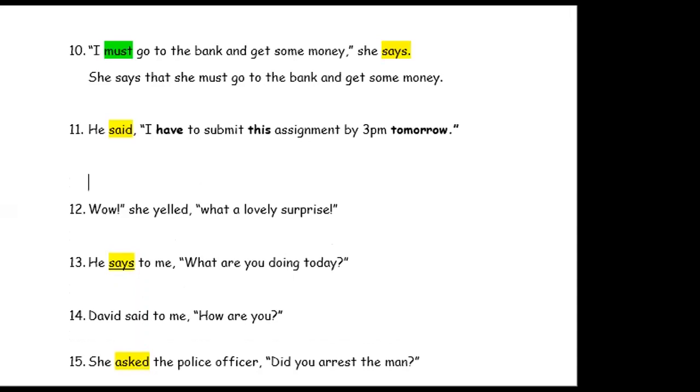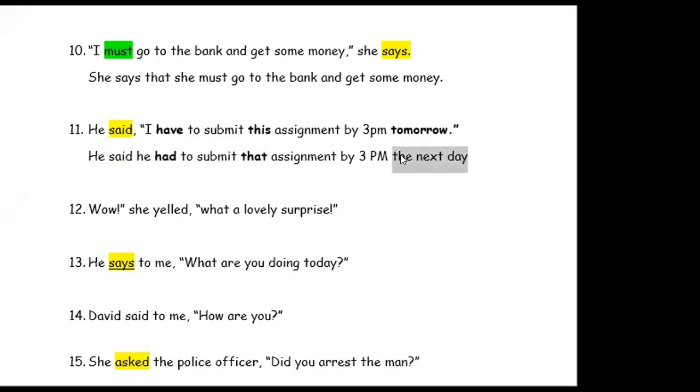Okay, I'm seeing an answer from Lesego and Mo. Lesego says he said that he had to submit that assignment by 3 p.m. the next day. Okay, I'm going to copy and paste her answer and let's evaluate it. First of all, her tense is correct. She kept the word said, that he had to have becomes had. Excellent, Lesego. To submit this becomes that. Well done. By 3 p.m. tomorrow becomes the next day. Well done, Lesego.